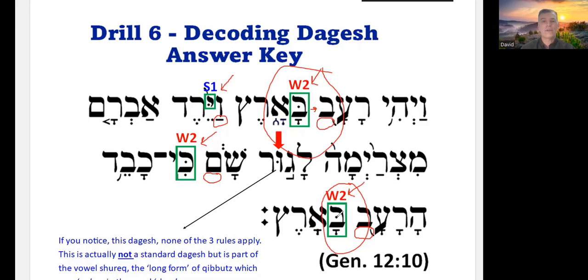All right, so that covers our decoding Dagesh exercise. I encourage you to try this exercise on your own, and when you're done, you can get out the answer key that I provided you, and you can just see how you've done. If you're really eager, you can go on to the next verse and try decoding Dagesh on Genesis 12:11.